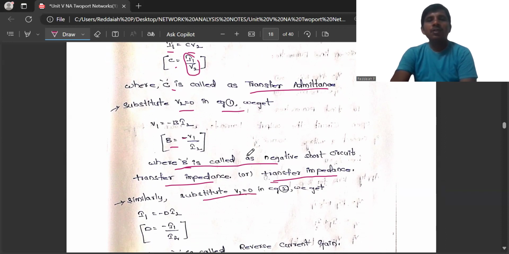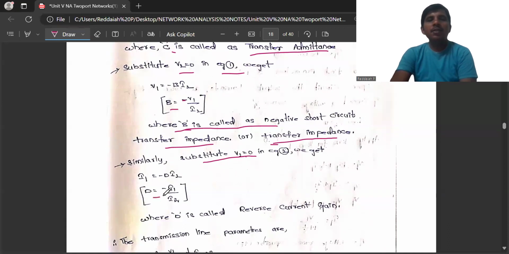Similarly, substitute V2 equal to 0 in equation 2, and you will get D equal to minus I1 by I2. D is called the reverse current gain. I1 by I2 is a current ratio. I1 is the input current, I2 is the output port current. It is called reverse current gain. Any gain means output by input; output by input gives current gain. But here it is the opposite, I1 is the input, therefore it is called reverse current gain.